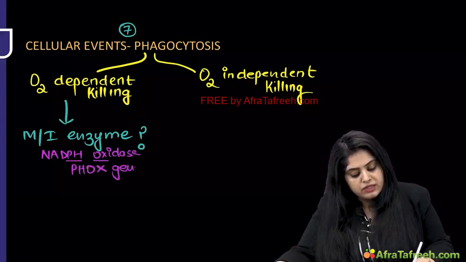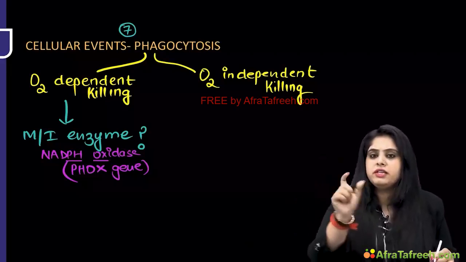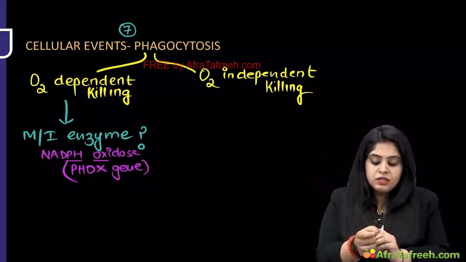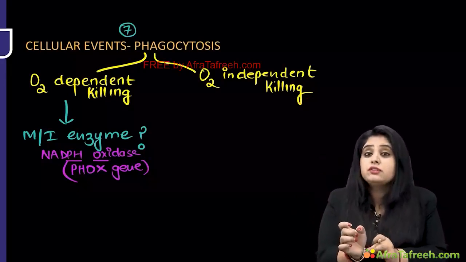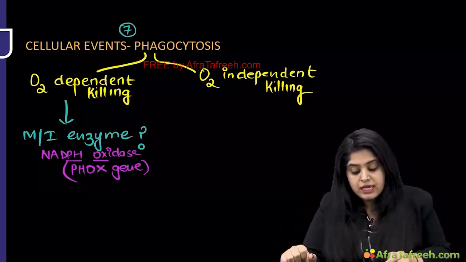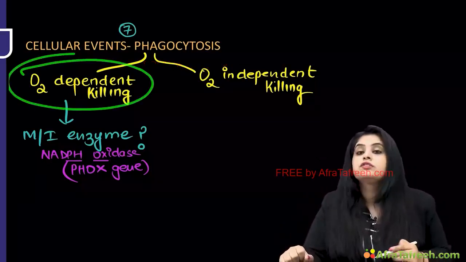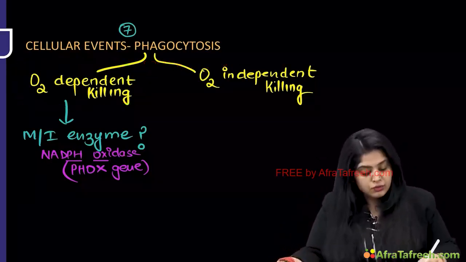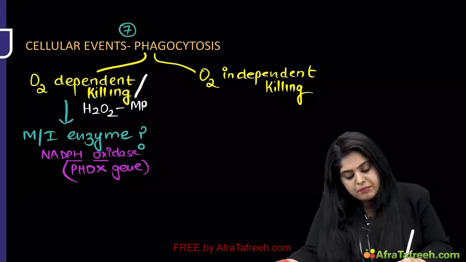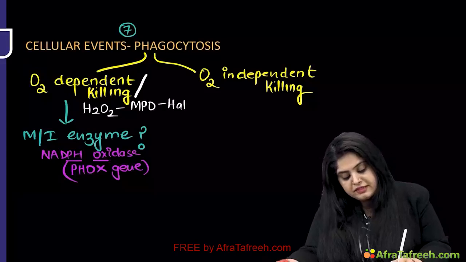NADPH oxidase, PHOX, which gene does it come from? The PHOX gene. Very, very simple. Look how quickly we got it. So please note, NADPH oxidase is going to kill your bacteria for you. Very, very important set of information. And this will utilize oxygen. It's an oxygen dependent killing. Do you know what it is also known as? This pathway is known as the H2O2 MPO halide system.